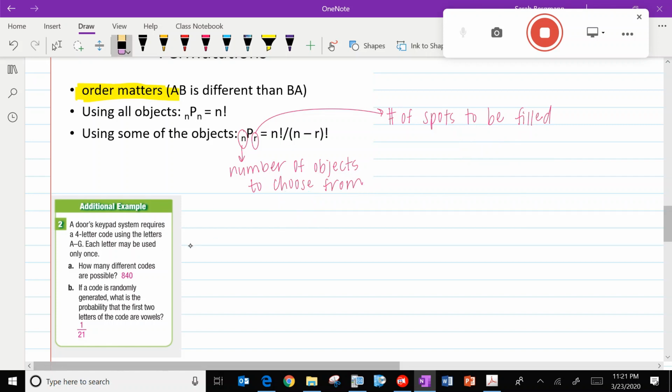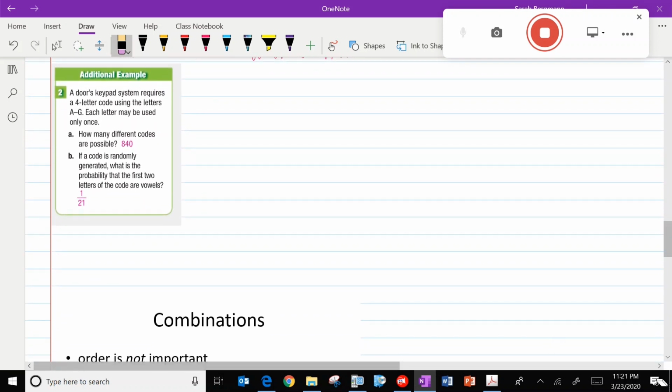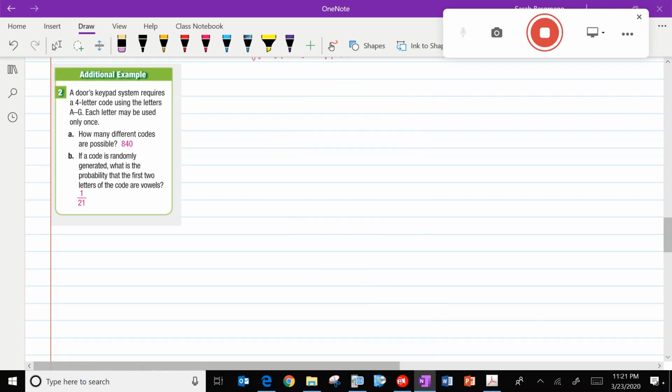Let's go through another example problem. You did not do this one, so make sure you do this one with me. All right, so this one says, a door's keypad system requires a 4-letter code using the letters A through G. Each letter may be used only once. Part A, how many different codes are possible?